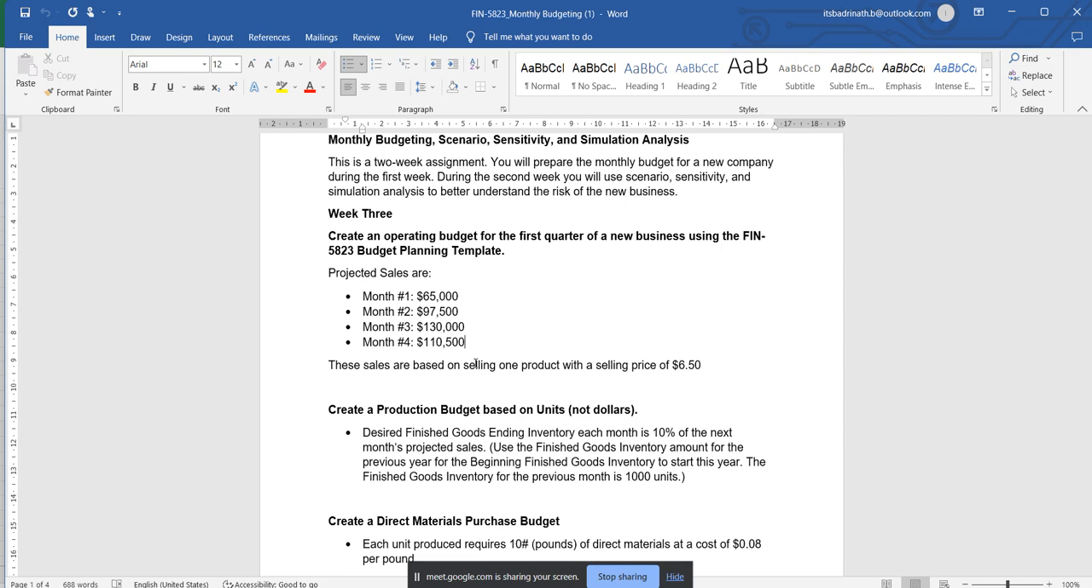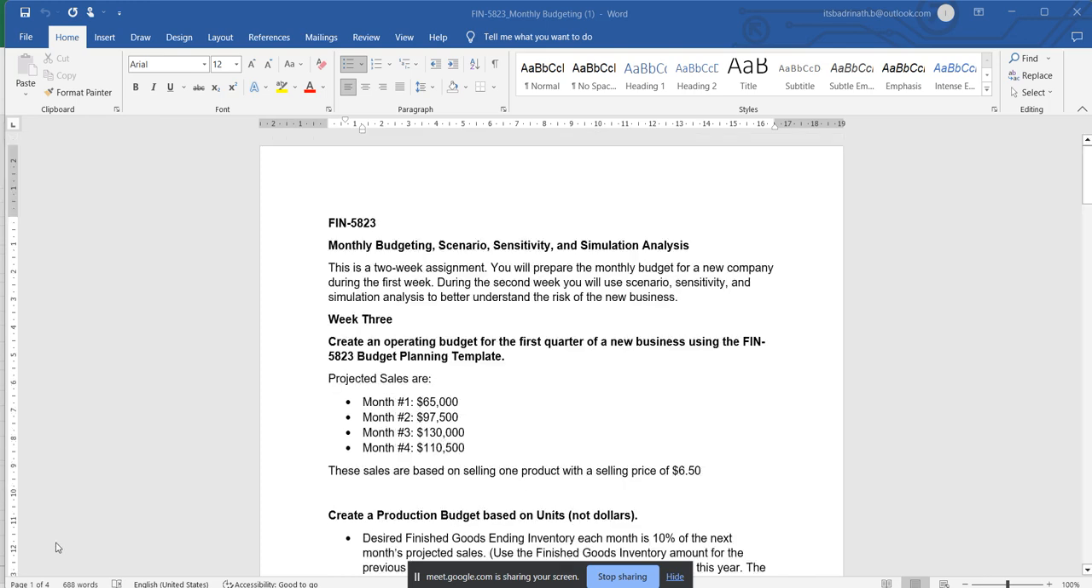Okay? So these are projected sales values, and the number of units. To get the total number of units sold, you are supposed to divide the sales value by 6.5. By that you will get the total number of units produced by that particular company every month. You have to do that for the production planning we are making.